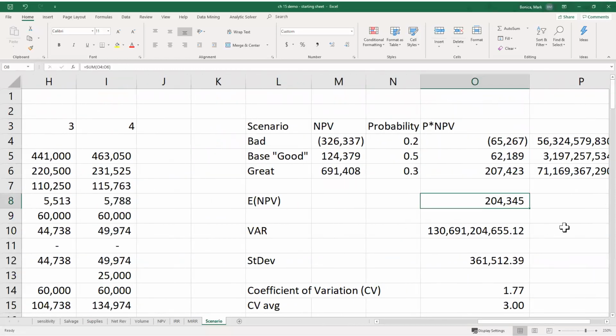We can see that our expected NPV is higher now, right? Because we were discounting our future cash flows at a lower hurdle rate, and the standard deviation is lower as well, and our coefficient of variation is actually down from, what was it, 1.97 to 1.77, right?